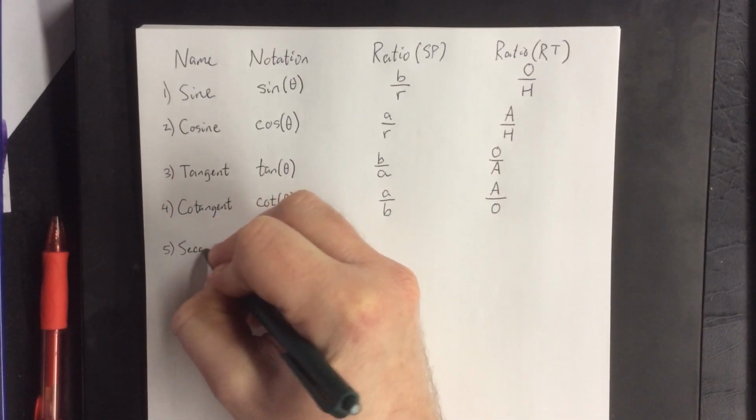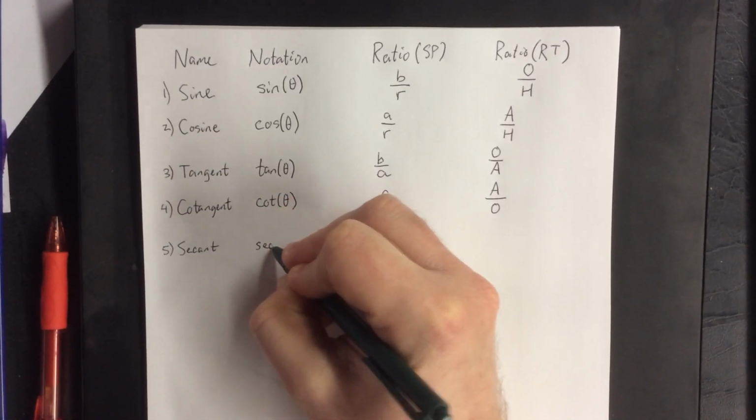Last 2. Next one is called the secant of the angle.